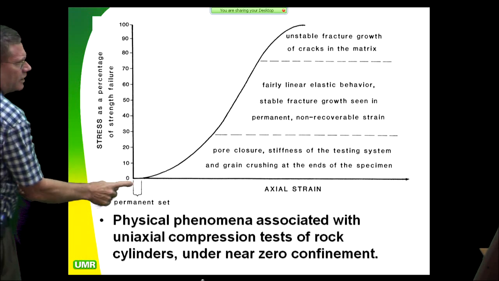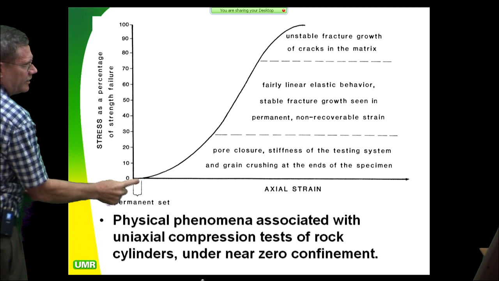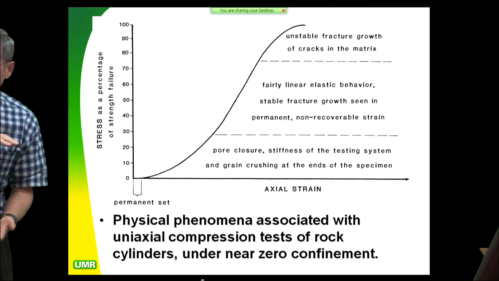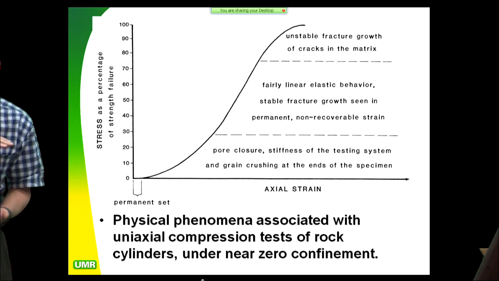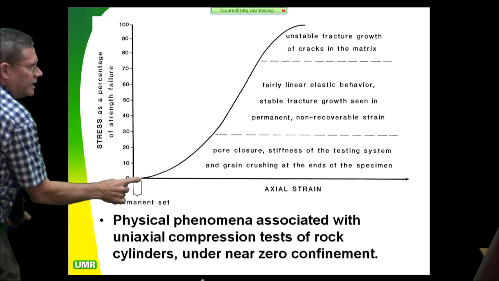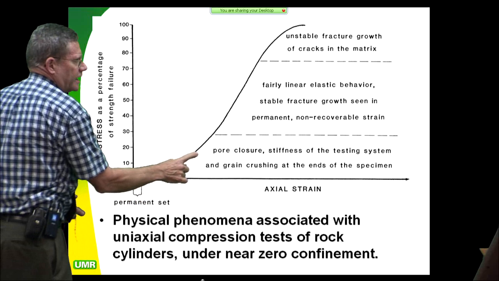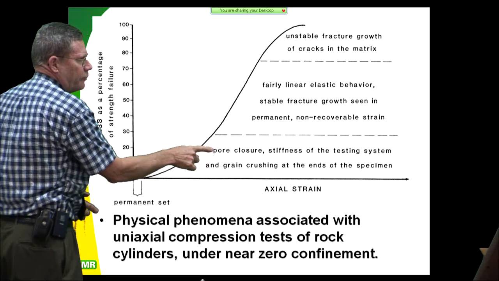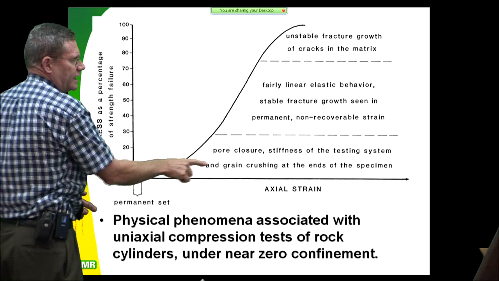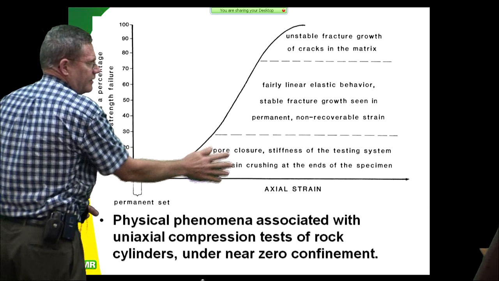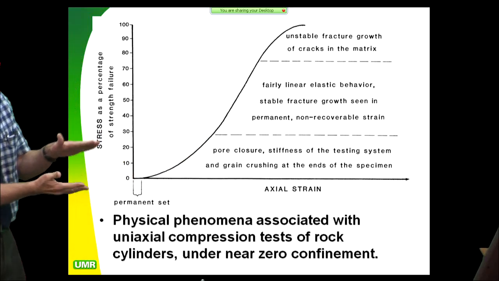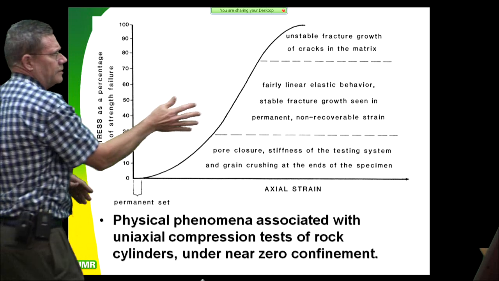So we took some pieces of this porous sandstone, Jurassic cross-bedded sandstone, and when you load it, look what happens. You load it a little bit, and you get a permanent set. There's some crushing of the voids on the end platens just to start with, so you're going to get some plastic deformation right off the get-go. As this thing starts loading and you see this increasing, you see here we have pore closure, the stiffness of the testing system, and grain crushing at the ends of the specimen. That's what's going on down here in the lower 25%, you're only at 25% of the ultimate strength.